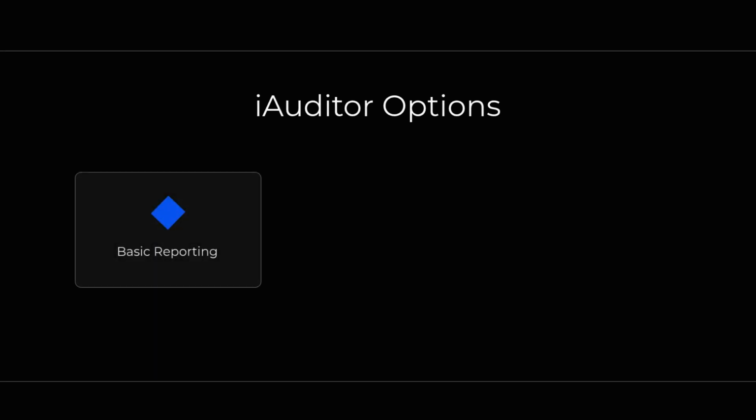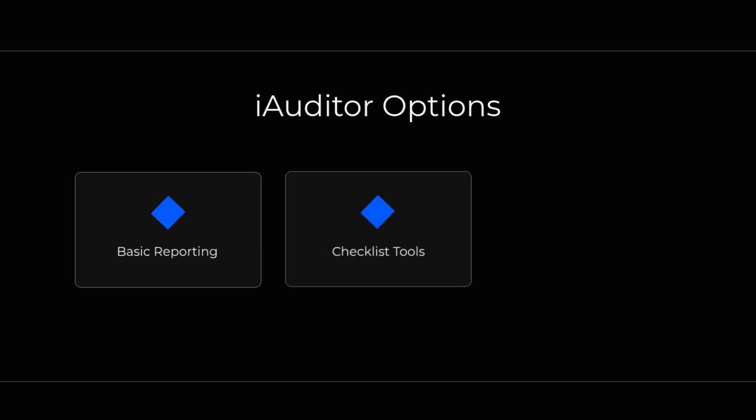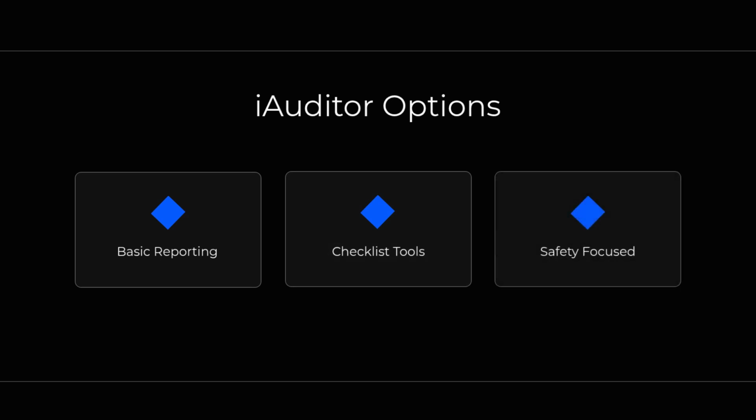eAuditor alternatives offer basic reporting and checklist features. They suit small teams but lack eAuditor's customization. SiteDocs focuses on safety documentation and compliance tracking. It supports digital signatures but feels less intuitive. Companies prioritizing documentation may prefer SiteDocs.